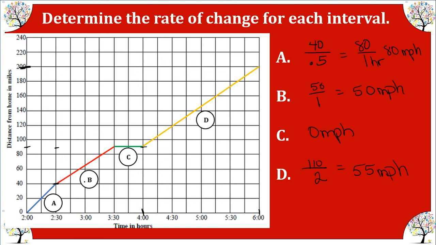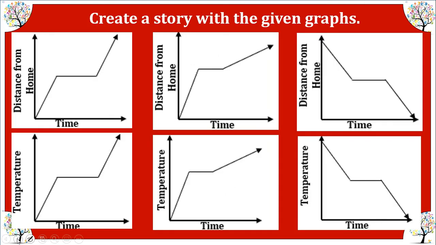So the fastest interval would be A. This was 80 miles per hour. Interval B was 50 miles per hour. C was 0 miles per hour, and interval D was 55 miles per hour. So again, always read your numbers, read the axis of what it represents, and just make sure that when you do average rate of change, it's the change of the y compared to the change of the x.